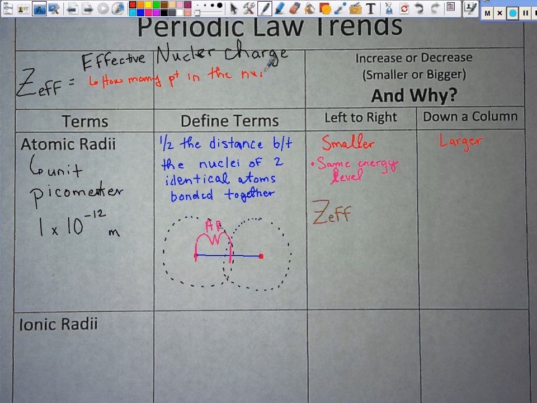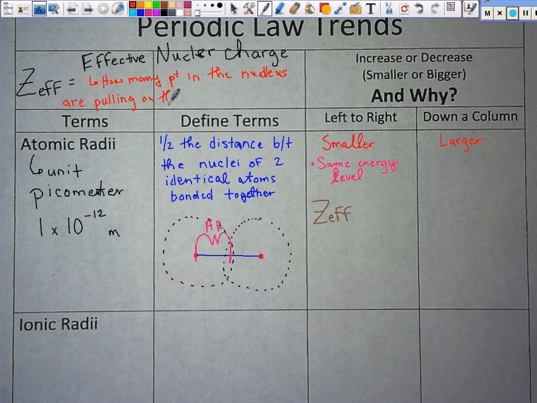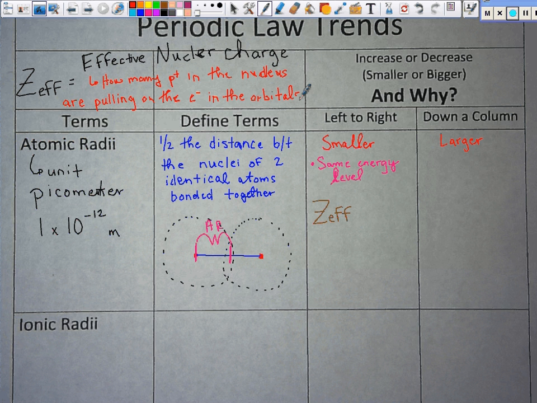Guys, I'm sorry, this pen is not working very well today. Nucleus are pulling on the electrons in the orbitals. Okay. So that is the key right there, is how many protons in the nucleus, again this is nucleus, are pulling on those electrons out there in that orbital. All right, so again, this effective nuclear charge.